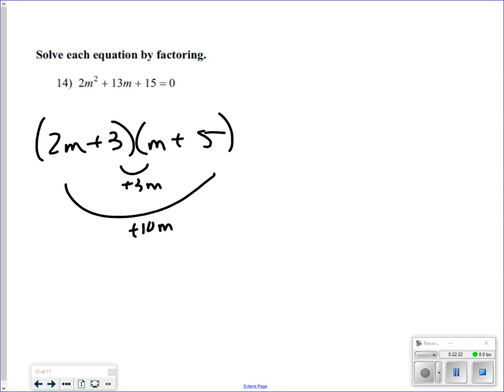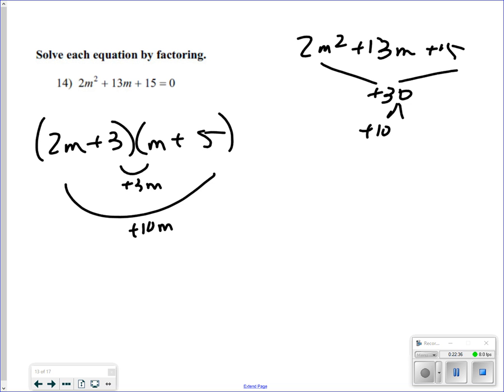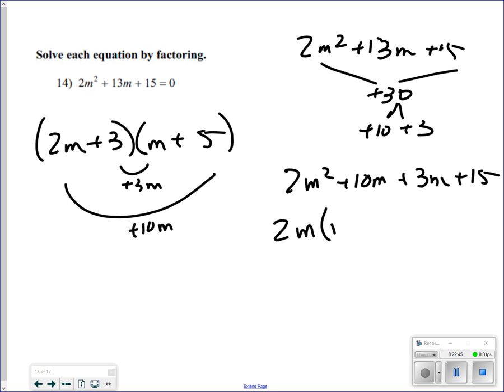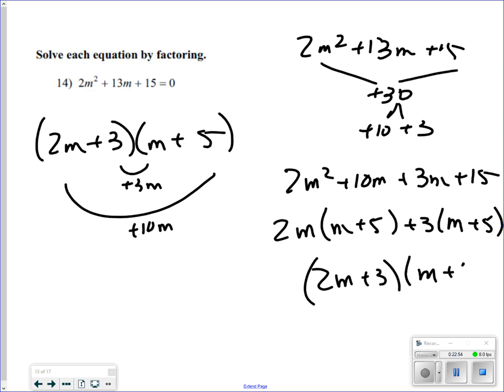Doing the same question now using grouping. So I multiply the outside two numbers together, and it is 30. Factors of 30 that get you 13 would be a 10 and a 3. So rewrite the question. And so I take a 2m out of the first two and a 3 out of the second two. And I group the GCF and keep what's the same.